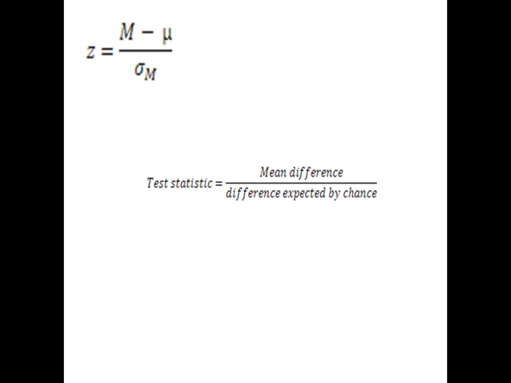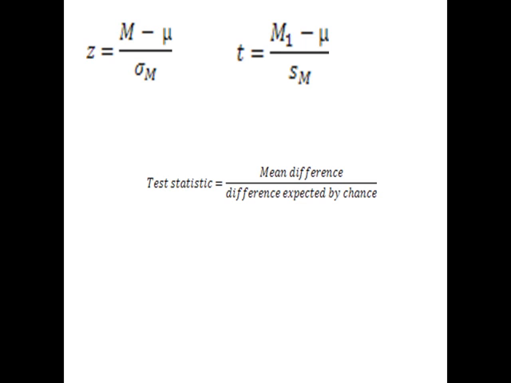The z-test is not a t-statistic. What separates it from the t-statistics is that the standard error of the mean is not an estimate. We have the information to calculate the actual standard error of the mean. So the standard error of the mean is the difference expected by chance. The mean difference that we're calculating is a sample mean minus a population mean. So we have population information.